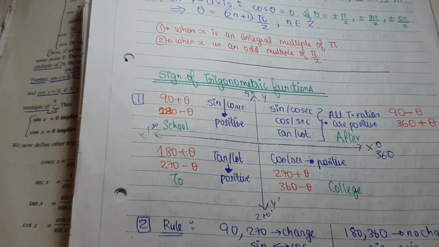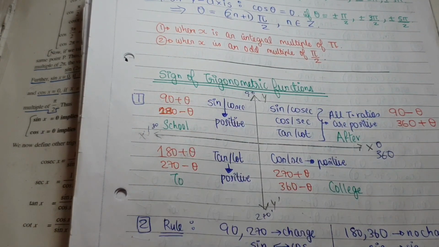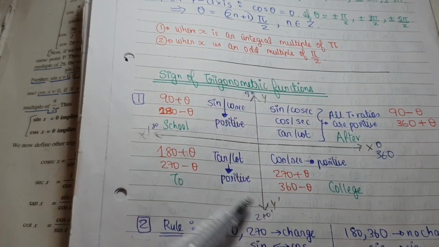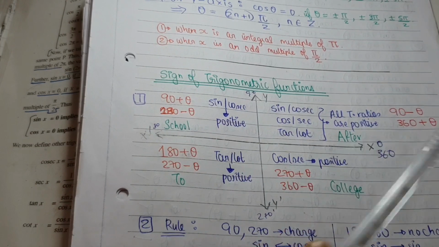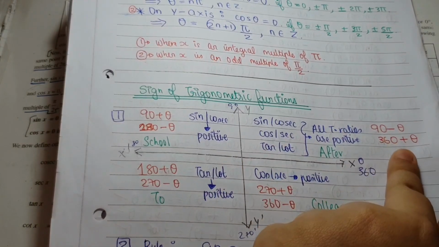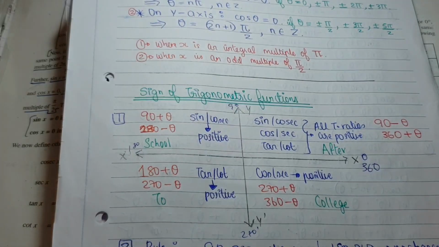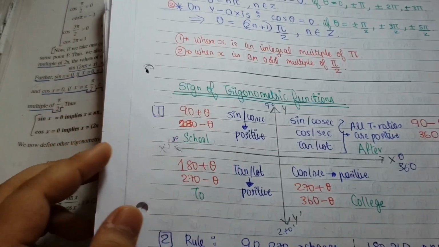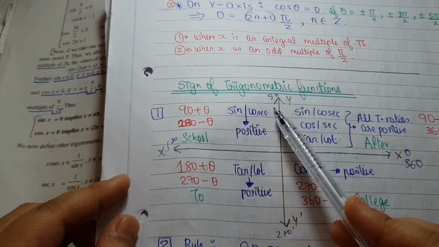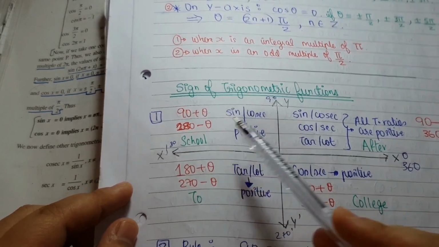But for now, understand that when you have two planes like this, if the angle becomes more than 360 degrees, it goes on revolving in this format only. So for that, we have 360 plus theta. For the first quadrant, the angle would be 90 minus theta, less than 90, or 360 plus theta, more than 360 degrees. For the second quadrant, similarly, the angle is more than 90, so 90 plus theta, but less than 180, so 180 minus theta.